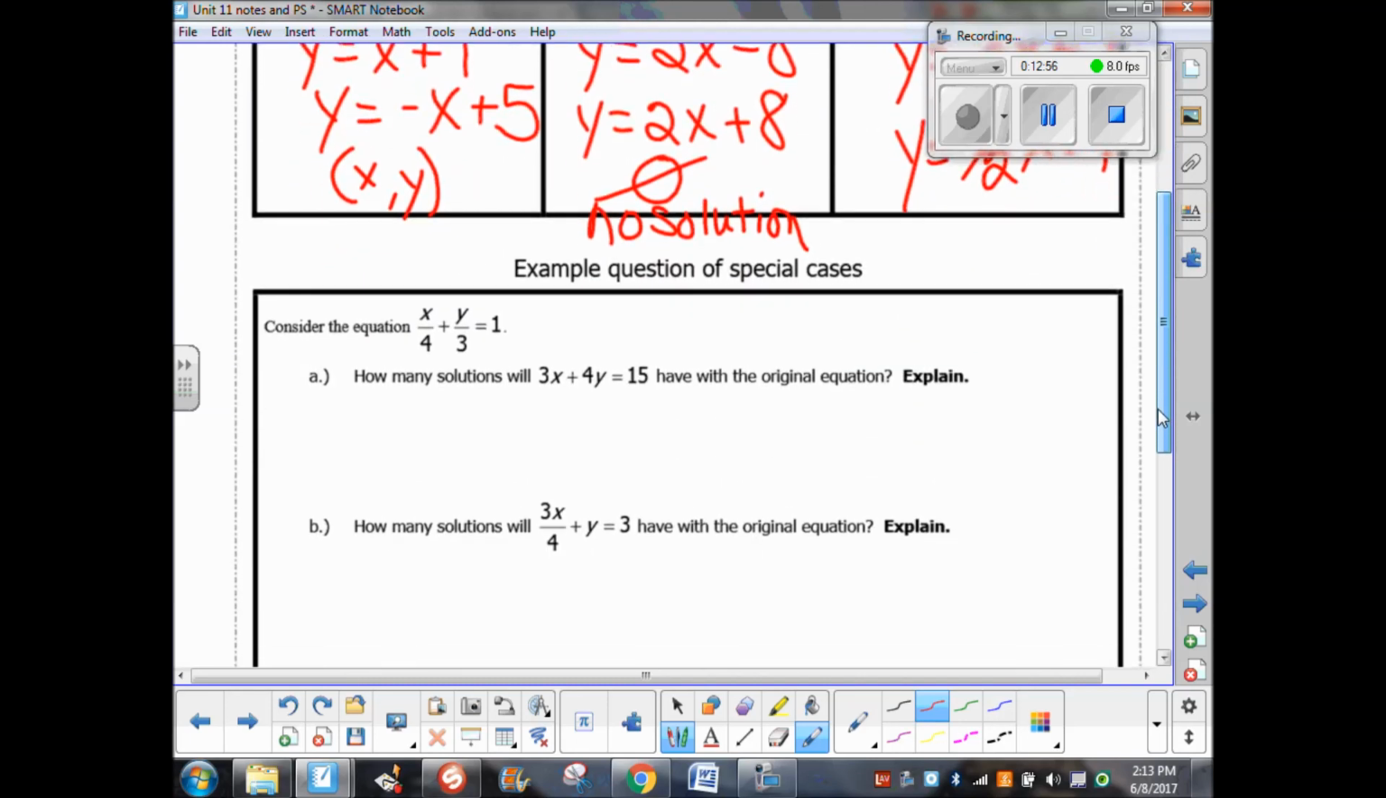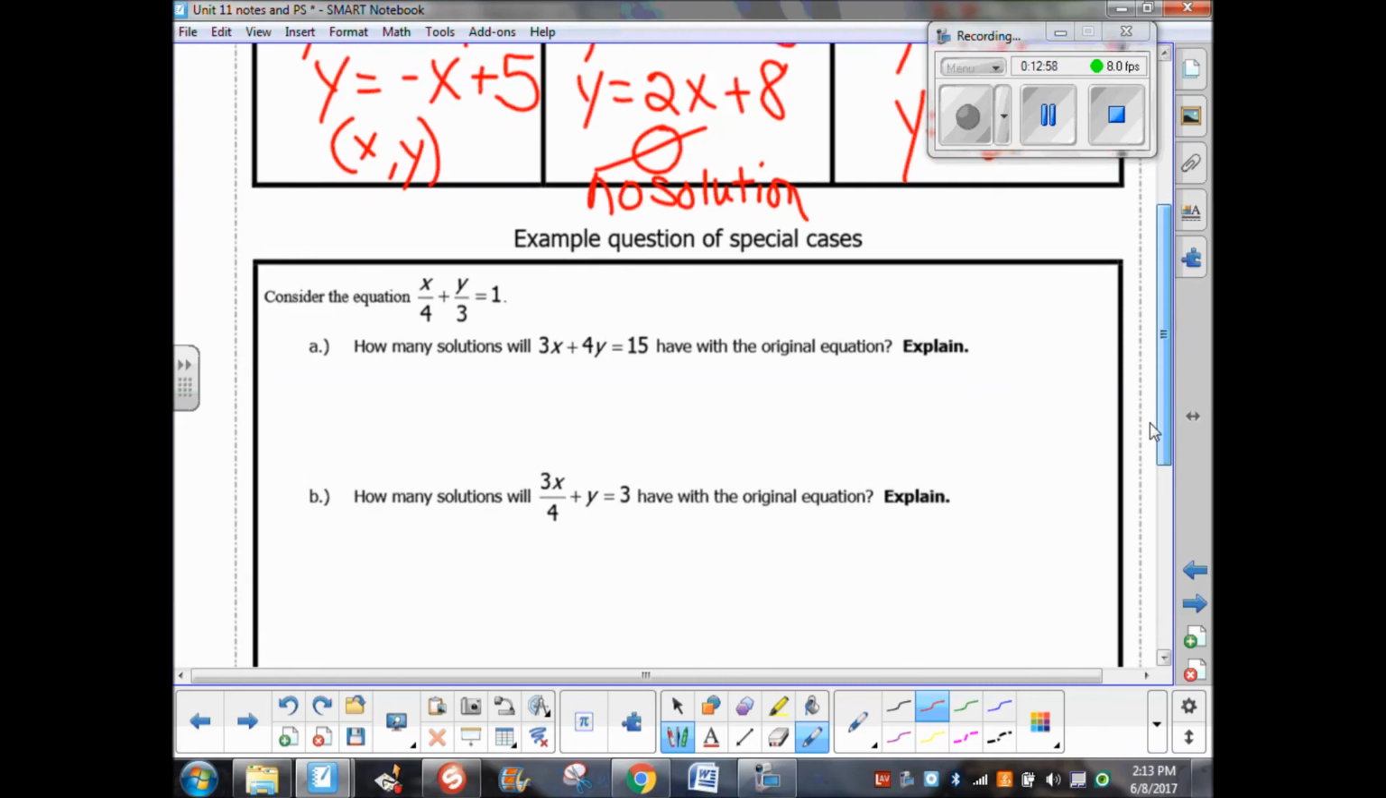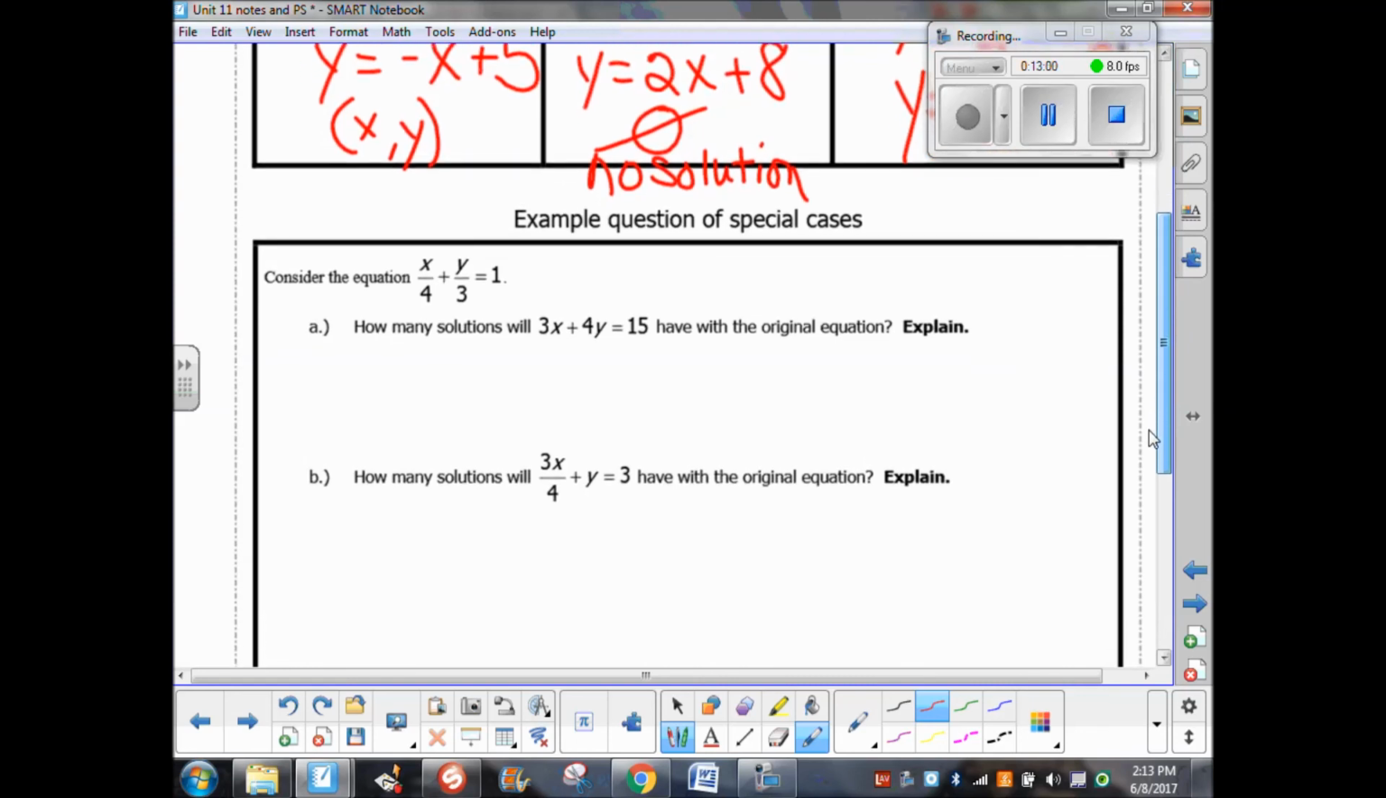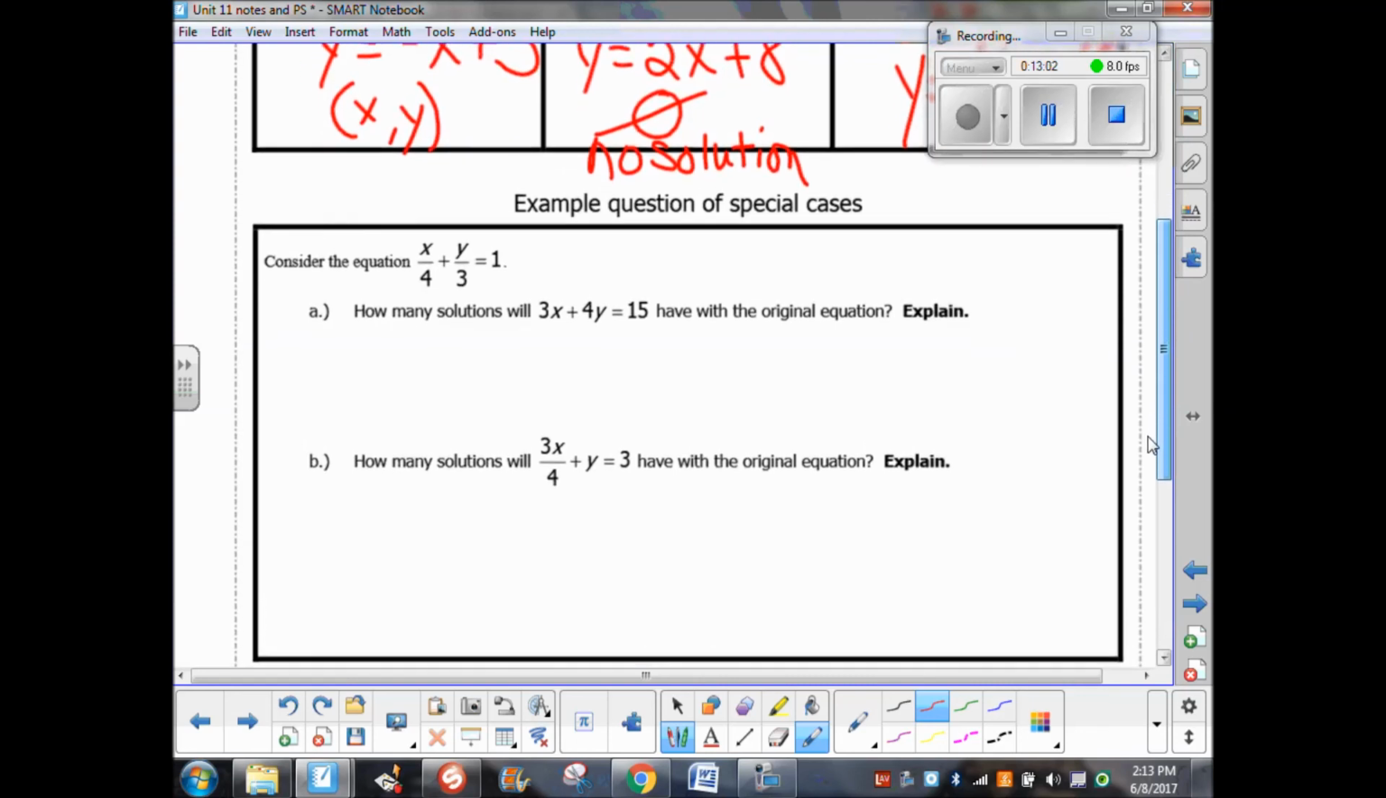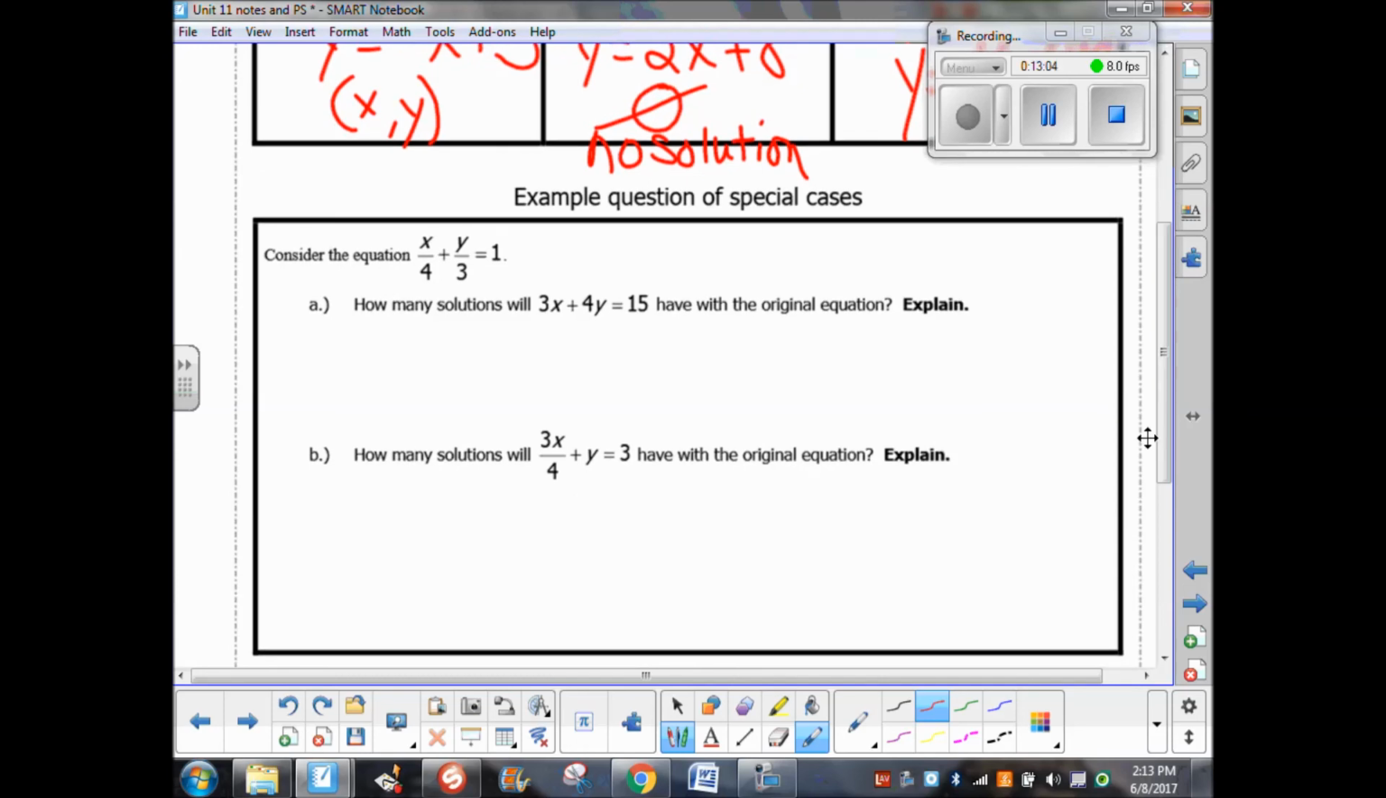Examples of special cases. How many solutions? Consider the equation. How many solutions for the original equation? Yeah, I think we're good. We're good.